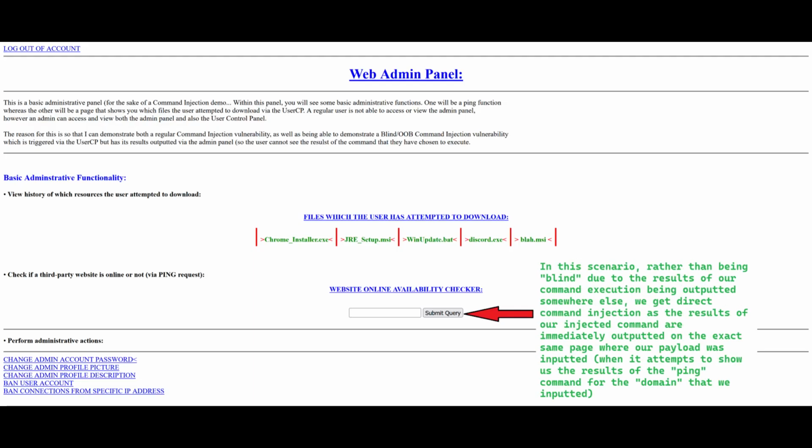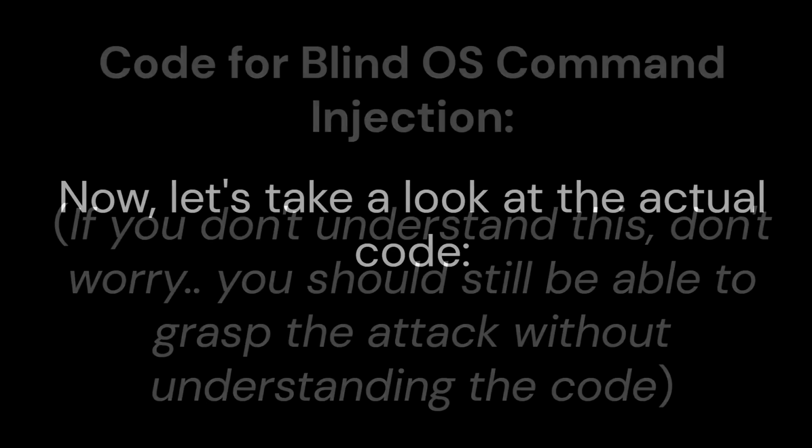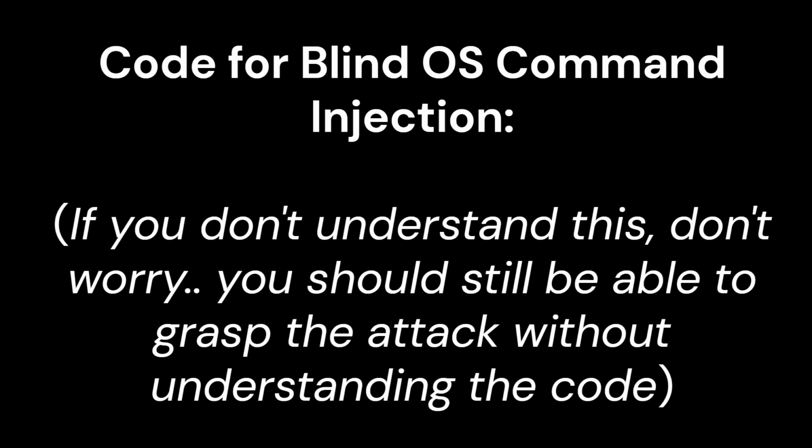We can exploit this in the exact same manner as the previous example, but rather than the results of our command execution being displayed on a different page, they are immediately displayed on the same page where we are inputting our commands, allowing us to see the results of our command injection attack straight away rather than those results being outputted elsewhere. Let's take a look at the actual PHP code, which is causing this vulnerability to exist.